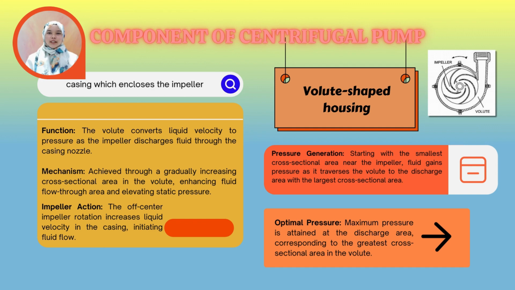The pressure generates starting with the smallest cross-sectional area near the impeller. Fluid gains pressure as it traverses the volute to the discharge area with the largest cross-sectional area. And for the optimal pressure, maximum pressure is attained at the discharge area, corresponding to the greatest cross-sectional area in the volute. That's all from me. Now I will pass to the next person in charge of explaining the operational principle of this pump.